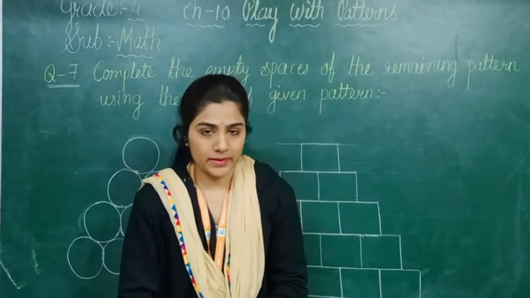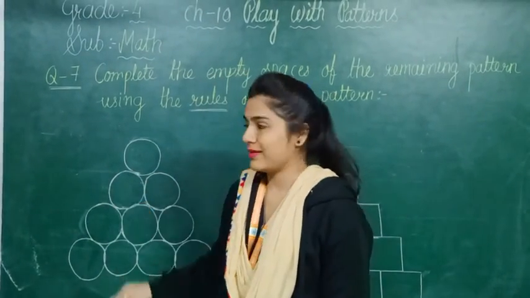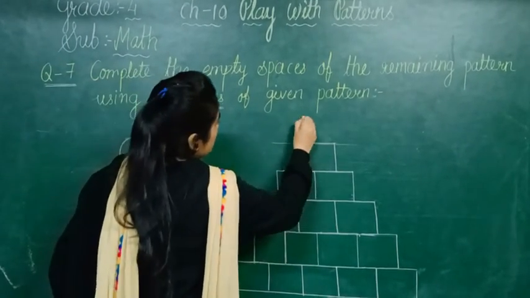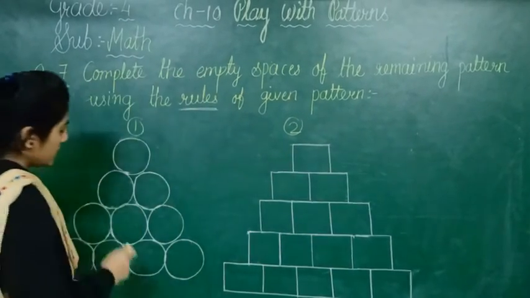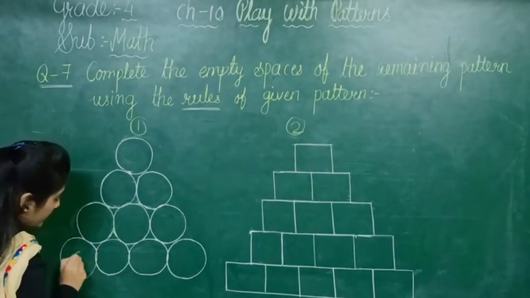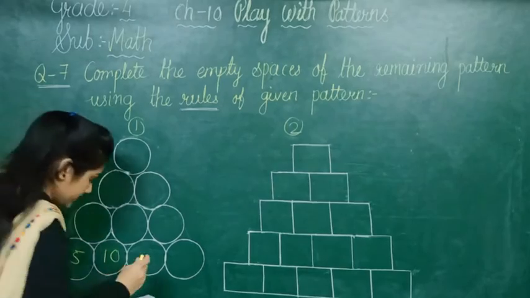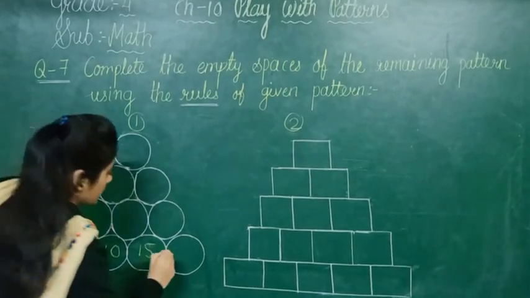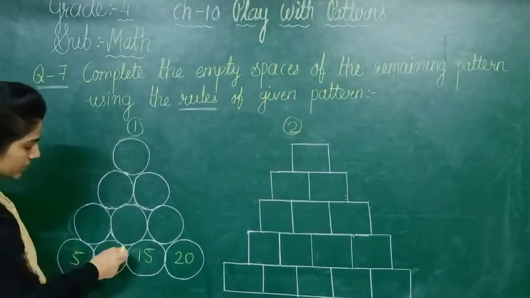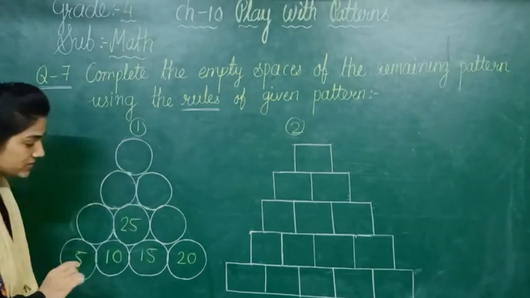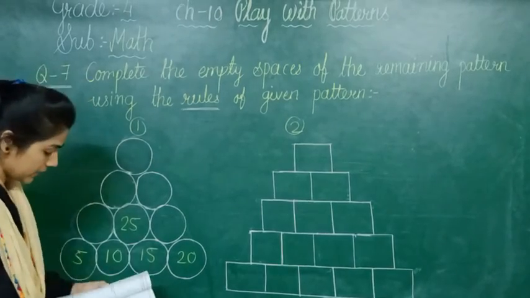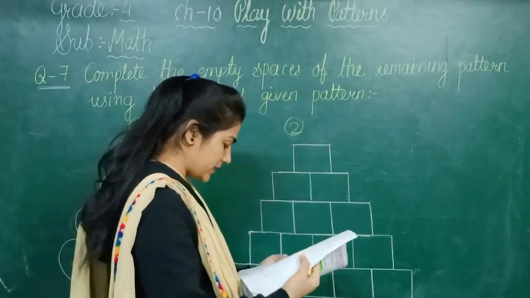Now, as we did in the previous pattern, in this question 7 this kind of shapes are given. This is the first pattern and this is the second pattern. See, in these small circles we have numbers like this. Downside 5, 10, 15 and 20. And exactly in the middle of these two circles, 25 is given. That's it. It means we have to find the remaining answers of these empty circles. And in this second pattern, numbers are given like this.